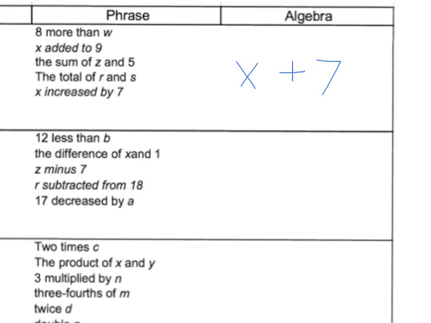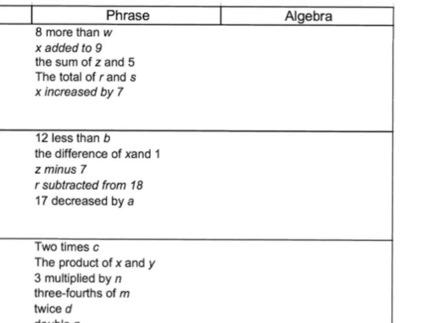Alright, let's go ahead and move down to the subtraction ones now. So first thing we're going to look at is 12 less than b. Less than means to subtract, and when I'm looking at this I see that turnaround word than, so that means the 12 and the b are going to be turned around. Okay, so let's go ahead and write this up. It's going to be b minus 12, right? Because we had to switch places because of the turnaround word.